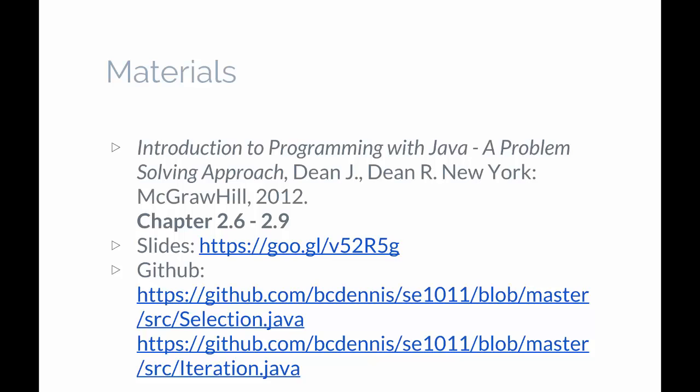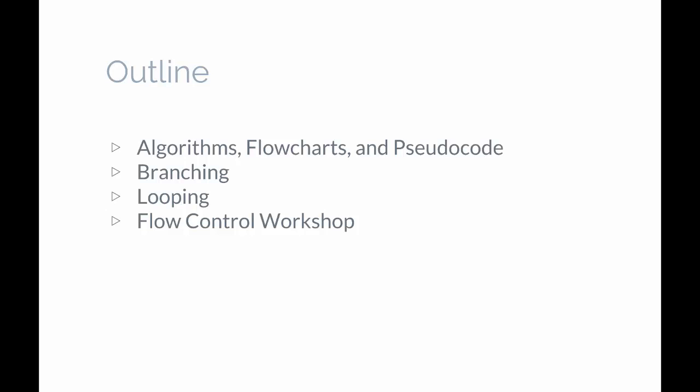The slides are available here, and we have two short sets of source code that we'll go over. The rough outline is I'm going to talk to you about algorithms, flowcharts, and pseudocode, branching, and looping, and then we've got a little programming assignment that we do at the end of class.